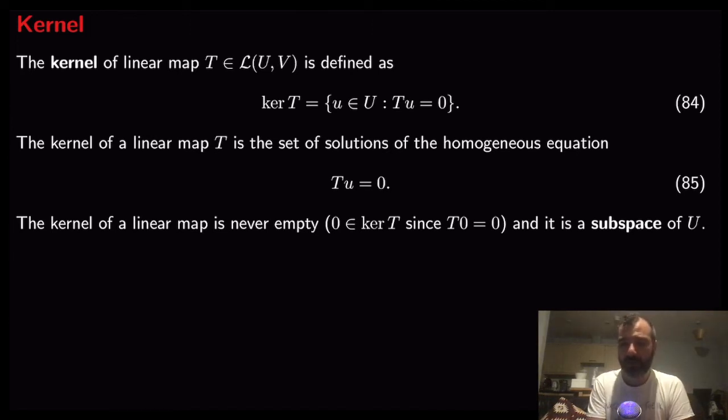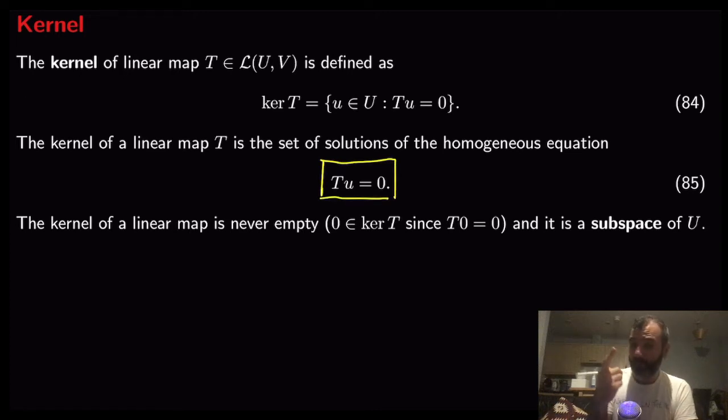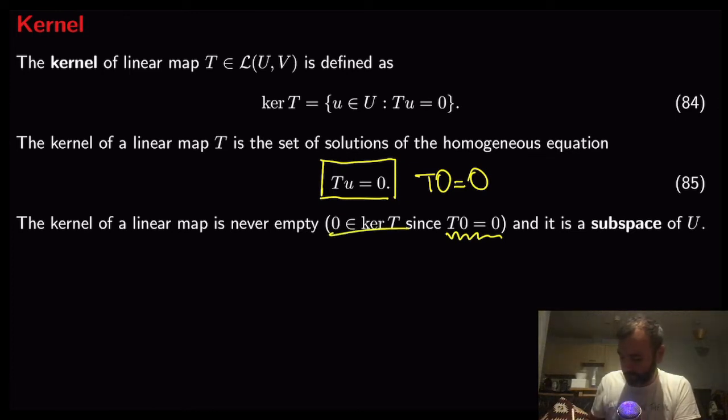Why is that? Because I can always find a point that solves this equation. I can always find at least one, there might be many, but I can always find one U that solves this equation. This is of course 0. T of 0 is equal to 0. I have written this here. So 0 is always a solution of this equation. It is always an element of the kernel.